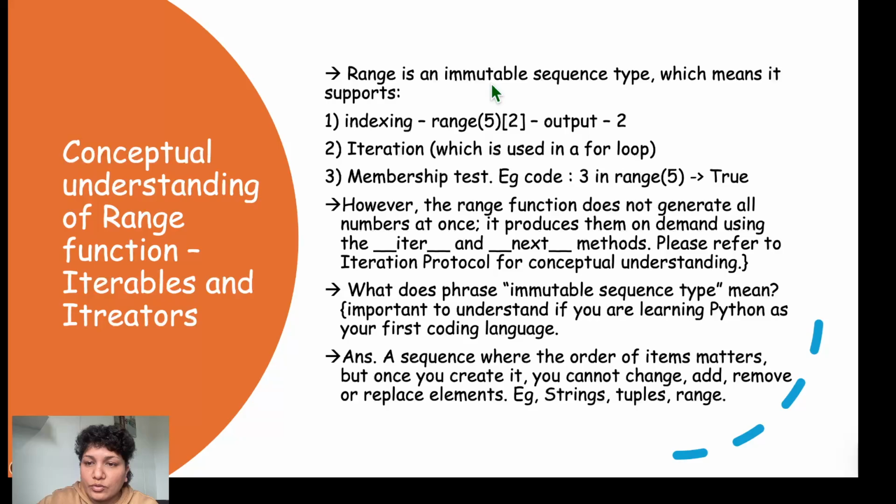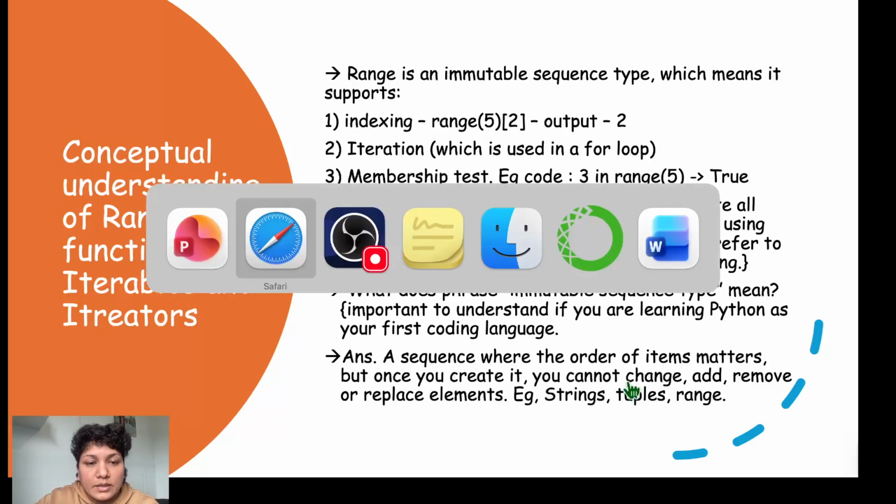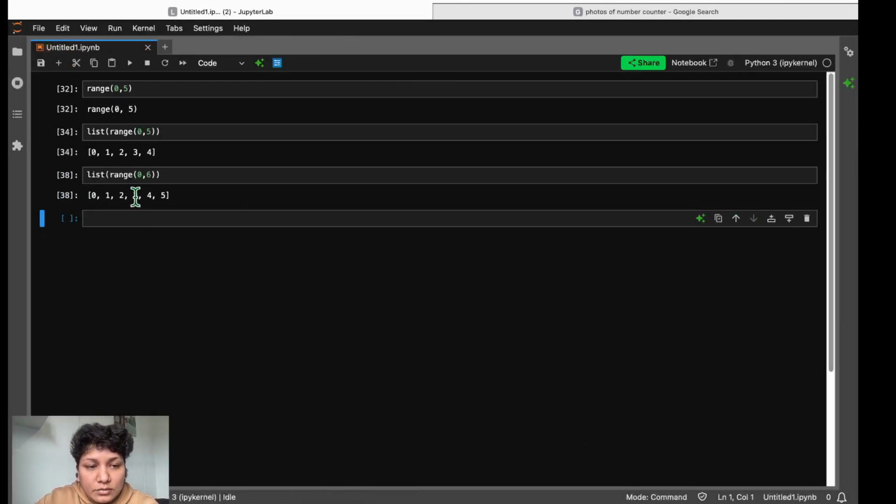So range is an immutable sequence type and range is an iterable. The important point over here is that range is an immutable sequence type. What does the phrase immutable sequence type mean? That simply means a sequence where the order of items matters, but once you create it, you cannot change, add, remove, or replace elements. So it simply means that I have created this range 0 1 2 3 4 5, and I cannot change it.